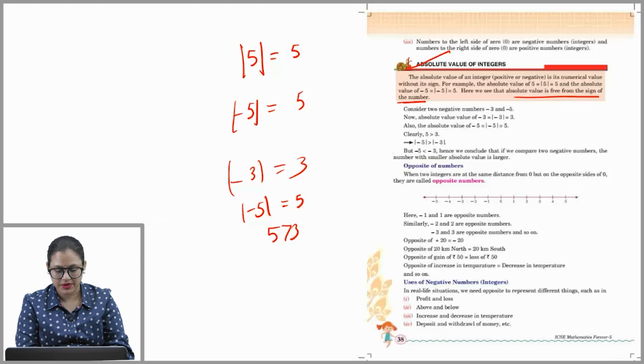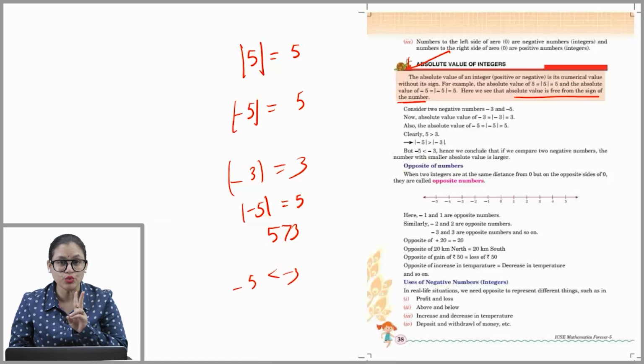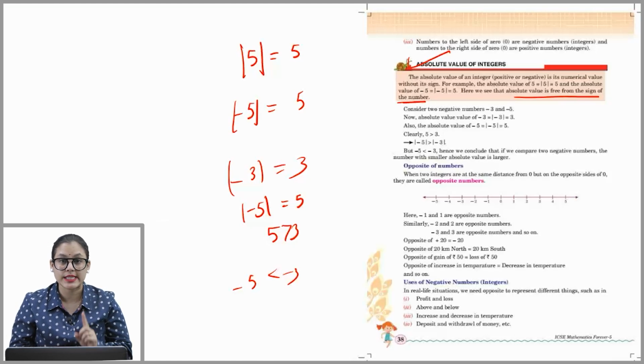But minus 5 is less than minus 3. So we conclude, if we compare two negative numbers, the number with a smaller absolute value is larger.